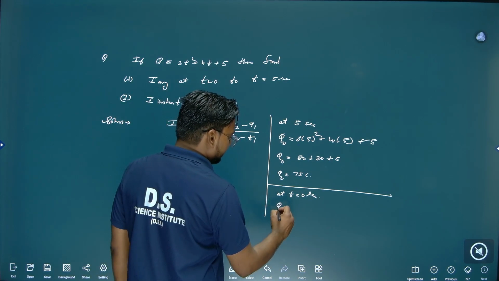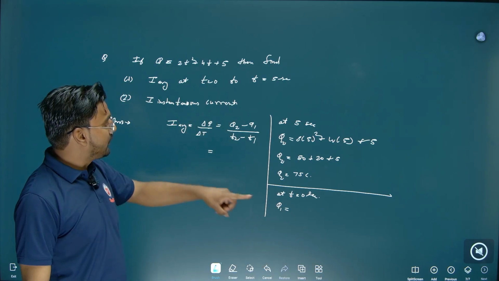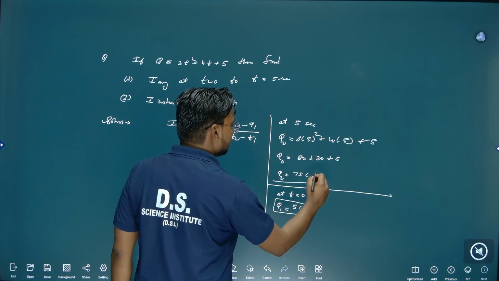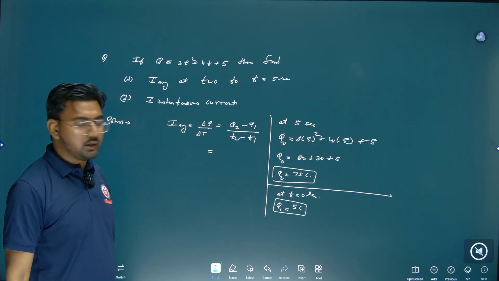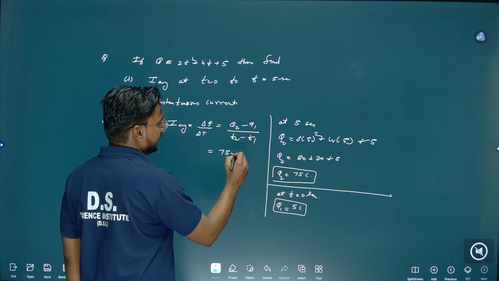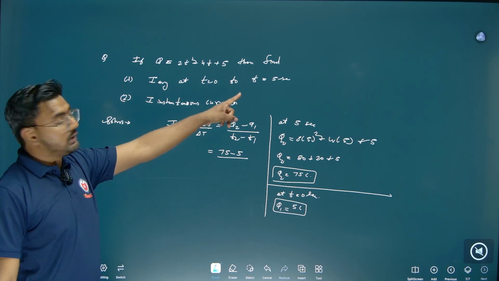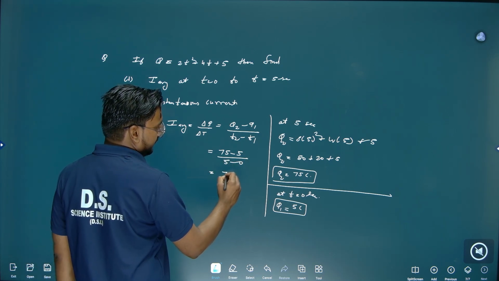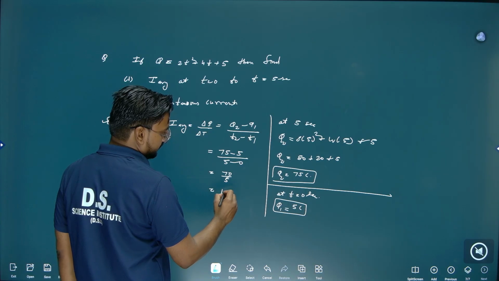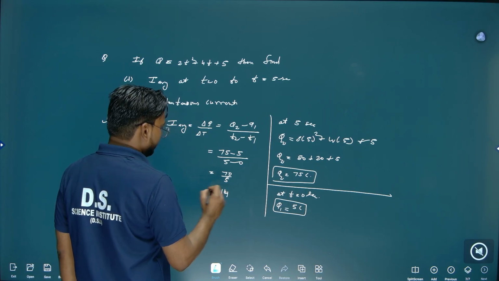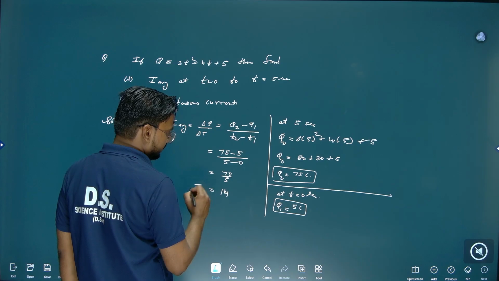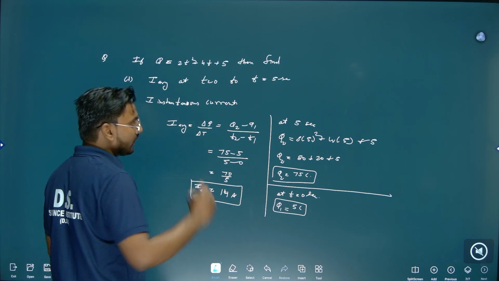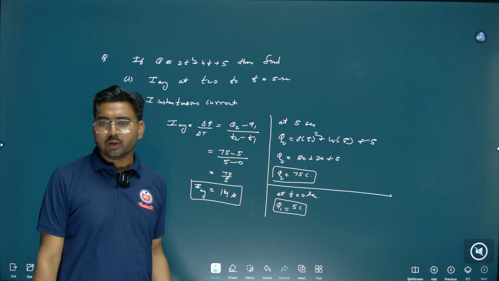Same at t equals 0 second, we put the value of 0 in place of t. So we get Q1 equals 5 coulomb. So we get 75 coulomb at Q2 and 5 coulomb at Q1. So we put 75 coulomb here and 5 coulomb here, and T2 is 5 second and T1 is 0. So 70 by 5, the average current is 14 ampere. In this way we find the value of average current.